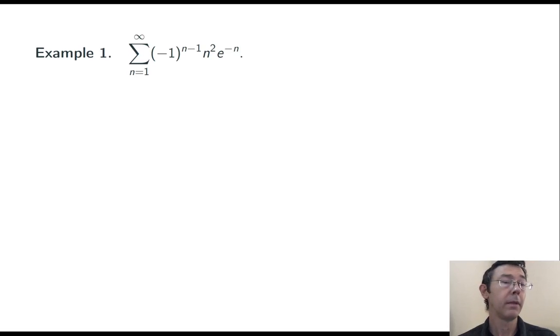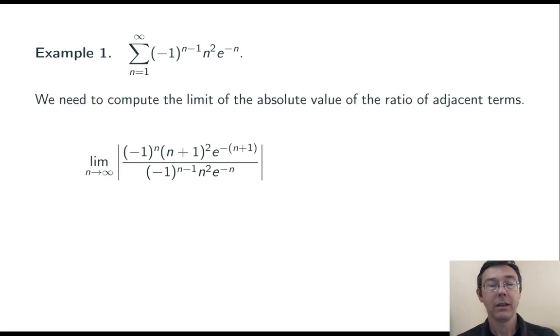Let's start with the sum n equals 1 to infinity, (-1)^(n-1) n squared over e to the negative n. Applying the ratio test, we look at the ratio a_{n+1} over a_n. So that means plug in n plus 1 into that formula, a_n, and then just copy down the formula in the denominator, a_{n+1} over a_n. Take the absolute value, and then take the limit.